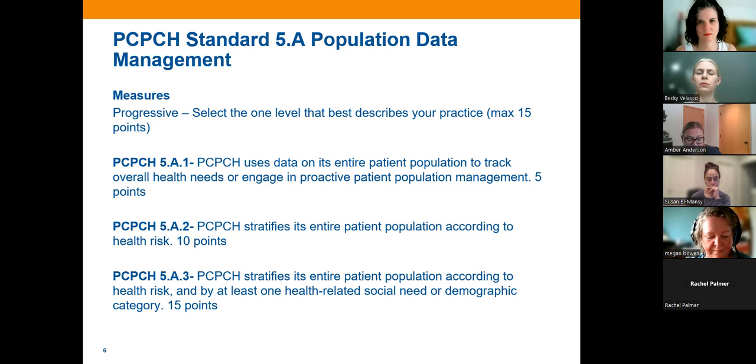As I said, measure 5A3 is a new measure in the standards for the updated 2025 TA guide. After meeting with community members, our advisory council, and our health equity consultant, Ignatius Bow, it was decided that adding a measure focused on risk score and health-related social need or demographic category could further help practices to proactively manage a population of patients with a specific disease, healthcare need, or health-related circumstance.